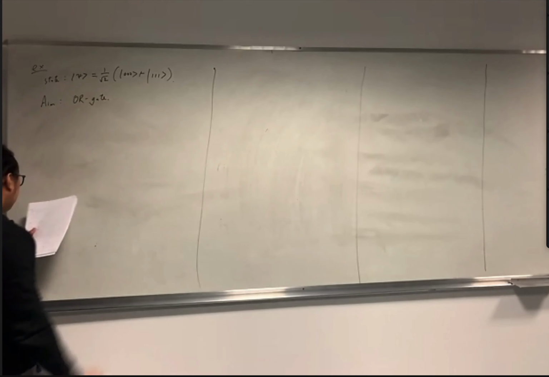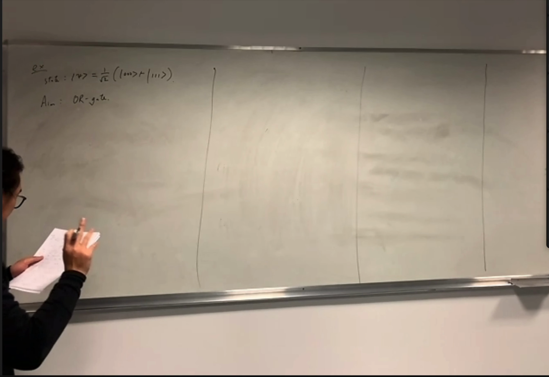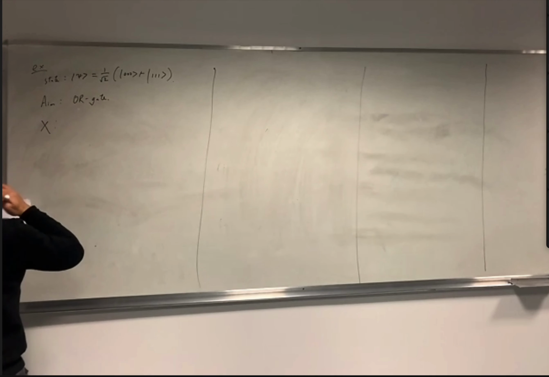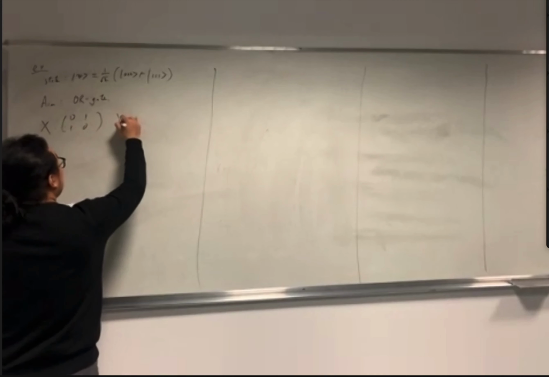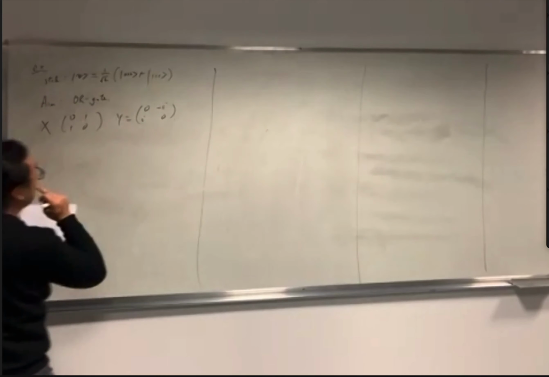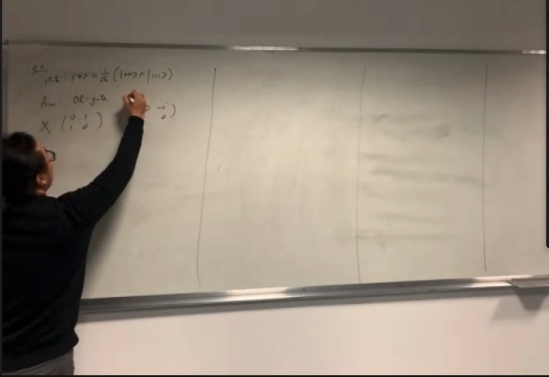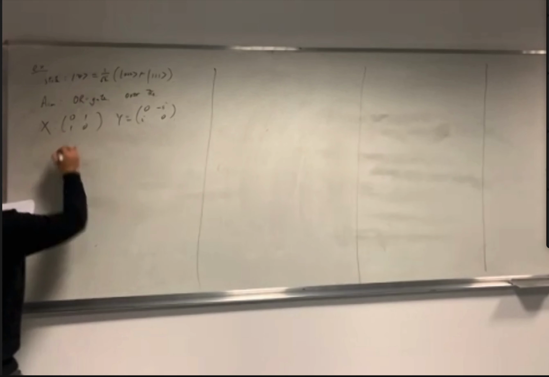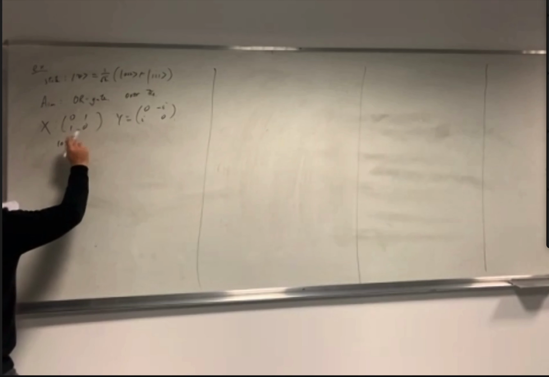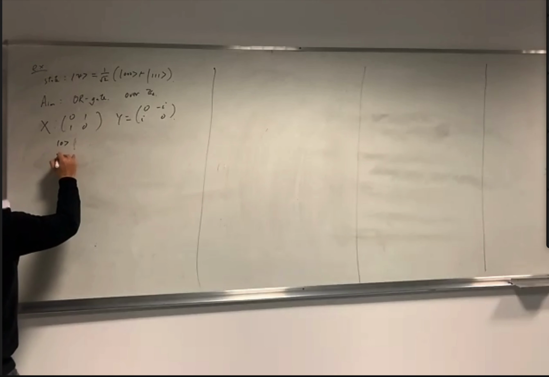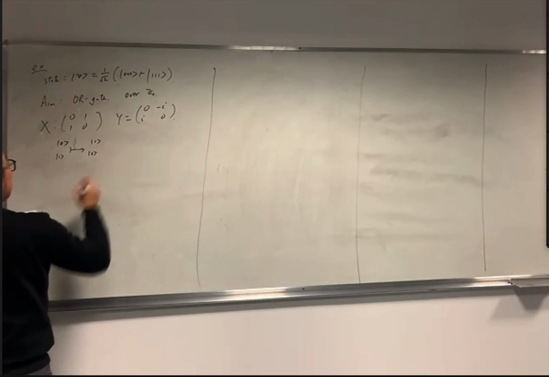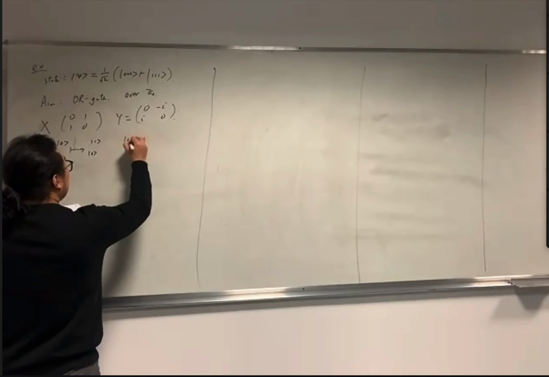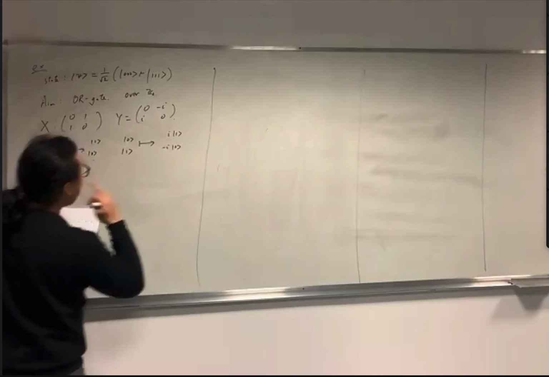Now, let me introduce the Pauli matrices first. X is this one, and Y is this one, over Z2 in this case. So the 0 and 1 states under the X operation get flipped, and Y would flip them with a phase change.